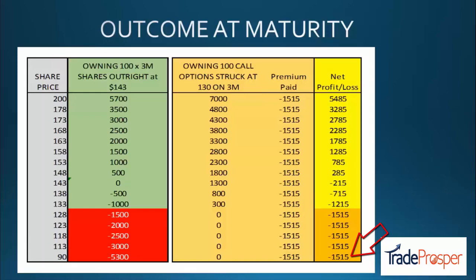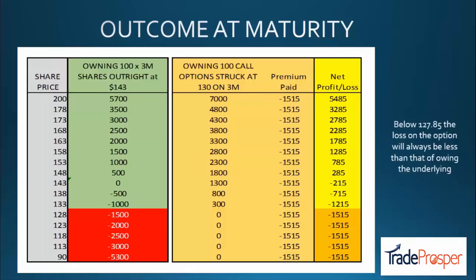Remember, when buying options, the worst position you'll ever be in is just to lose your premium. So you can see, even though the spot goes to 90, you will have no exposure to that movement because you just don't exercise your options. And in this instance, the most you would have lost is $1,515, which equates to the premium you've paid for the option. So anywhere below 127.85, an option strategy outweighs owning just the shares.